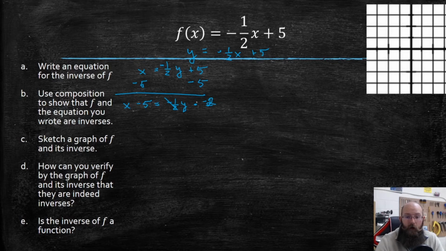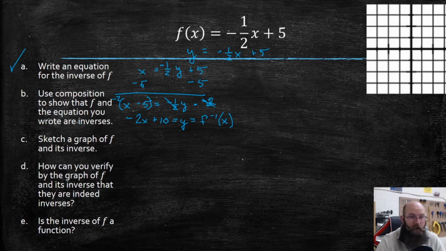2 times 1/2 should get me a 1. Cool, so that cancels, but I need to do it on the left. And it's going to need to be distributed, folks. Don't forget that piece. So it's a negative 2x plus 10 equals y, but not my y. That's actually my inverse function. Okay, found it. Now what's it say to do? Okay, so did A. Now B. Use composition to show that f and the equation you wrote are inverses.